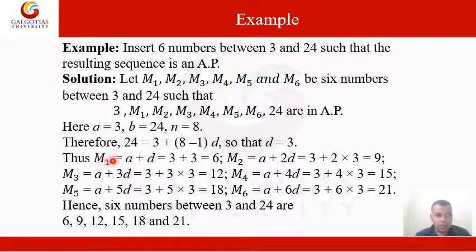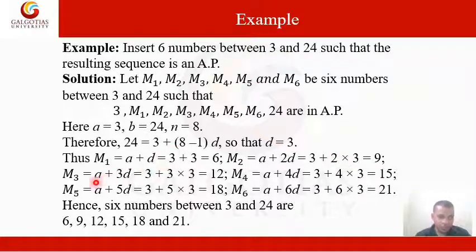Since you know that m1 is your second term, it is represented by a plus d. So it is going to be 3 plus 3 here, which is 6. Similarly, the next term is going to be a plus 2d. I can put the value of a and also the value of d. So a is 3 and d is again 3, so 3 plus 2 times 3 is going to be 9 here. That means 6 plus 3.